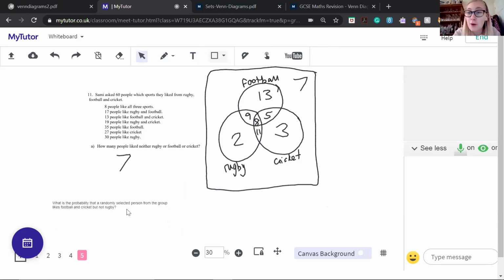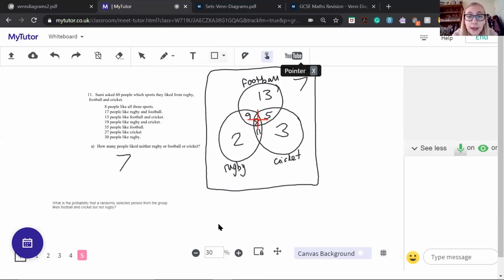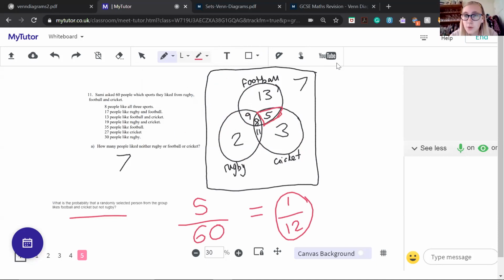So we've just got to think about what this region is. If you get confused, you can do the shading method, but I think this one's okay. So they like football and cricket, so they're somewhere in here, but they don't like rugby, so they're not in that bit. So it's just this section here, right? The people standing in this little section, they're in the football circle, they're in the cricket circle, but they're not in the rugby circle. So how many is that? That's 5. Out of how many? The 60 that are here total. And we can simplify that. That's just a quick little other demonstration.